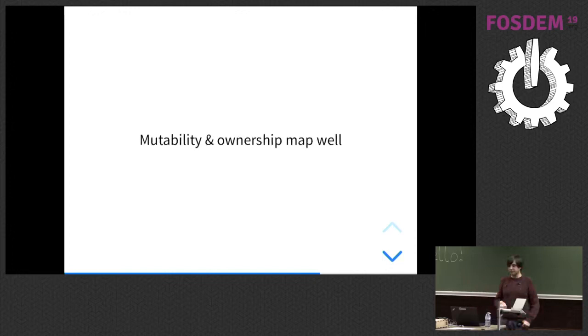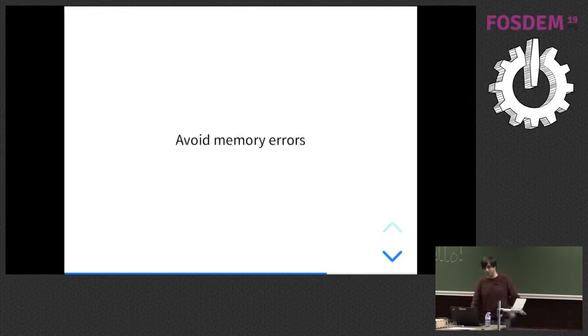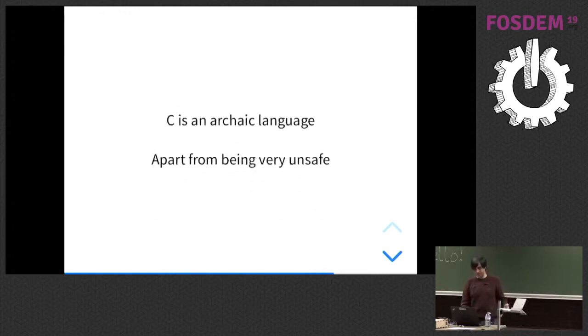And the concepts of mutability and ownership in Rust map really well to the GStreamer concepts. I had an example here, but I'm skipping it because we don't have enough time. But I'll have other examples later. And to avoid many memory errors in general, as I said, in C and C++ it's really easy to make those, so Rust lets you avoid those. Also, C is a very archaic language. It's not just extremely unsafe. It's from the 70s, really old. We need some modern language which has more modern constructs and stuff like that.